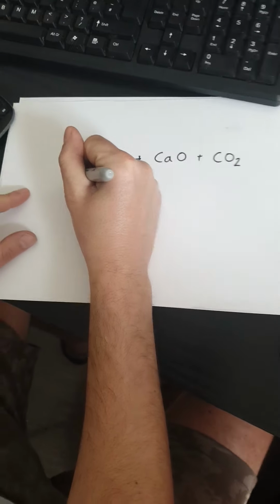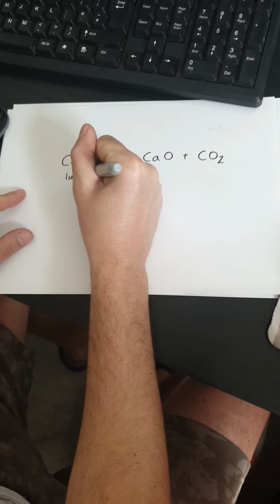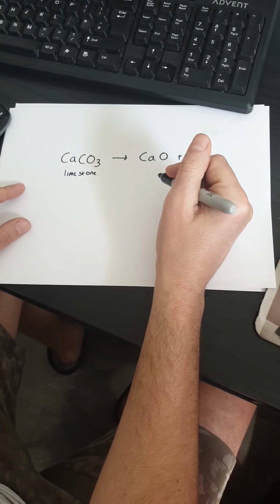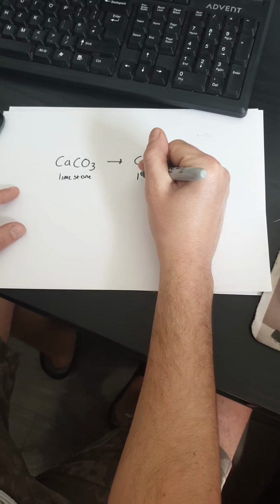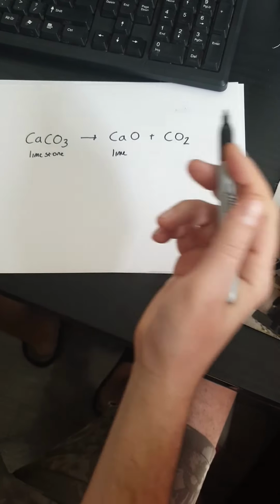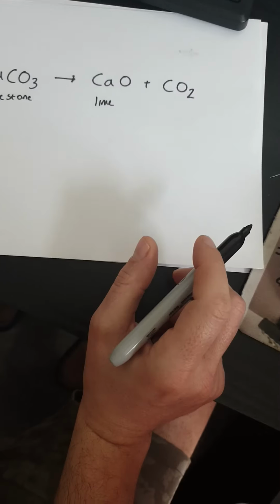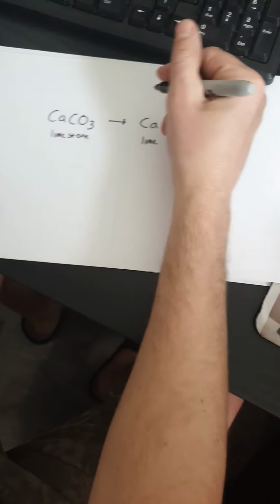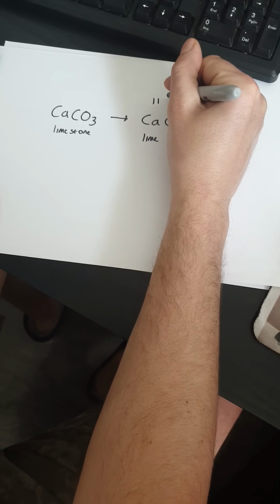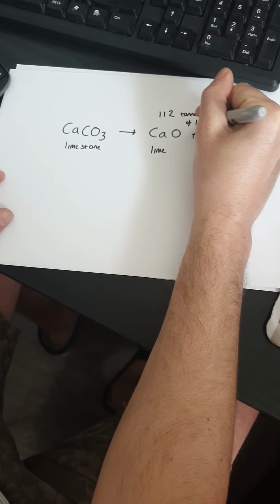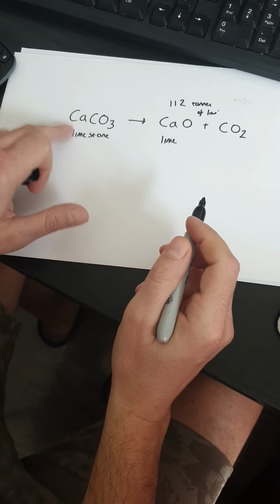The question is, this is called limestone. You do a topic on this and I'll get some stuff sent to you. And this is called, I guess we call it lime, but really it's calcium oxide or calcium carbonate. So the question says, how many tons of limestone is needed to make 112 tons of lime? Okay, so we want to know how much of this we need.